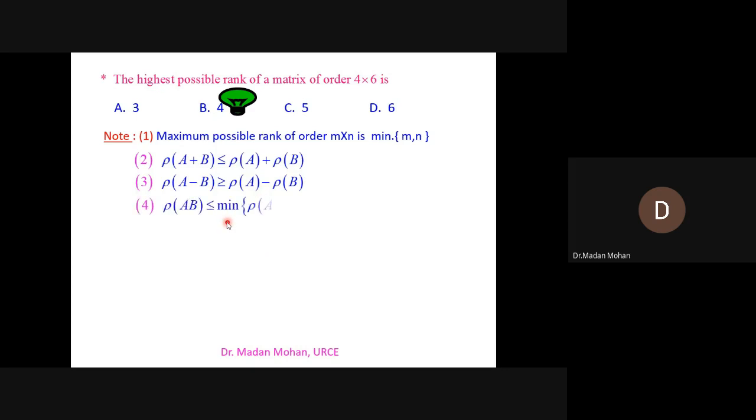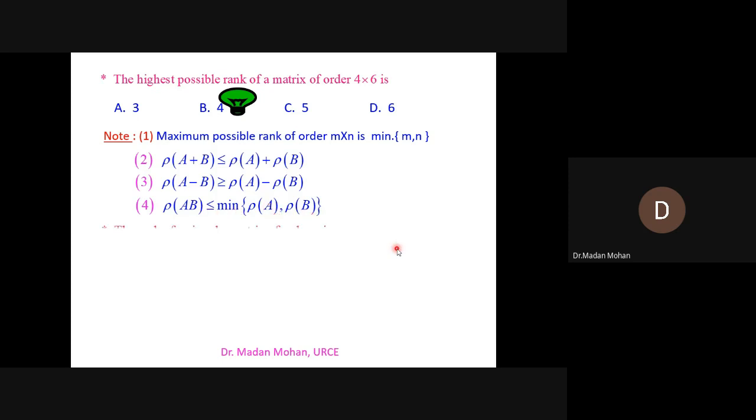Rank of AB is not rank A into rank B, which is wrong, please. Det of AB is det A into det B, right? But rank of AB is less than or equal to the minimum of rank of A comma rank of B, please. It's not rank A into rank B, which is wrong. Rank of AB is smaller than the minimum of the separate ranks, or equal sometimes.